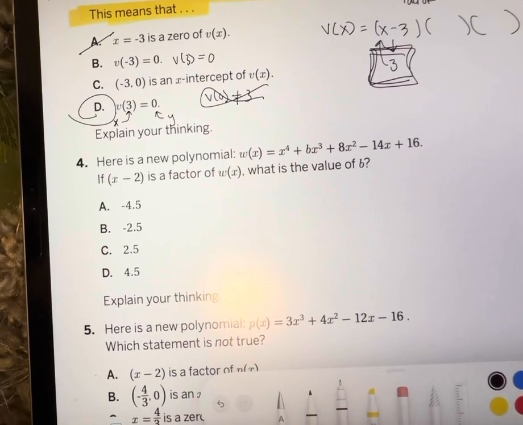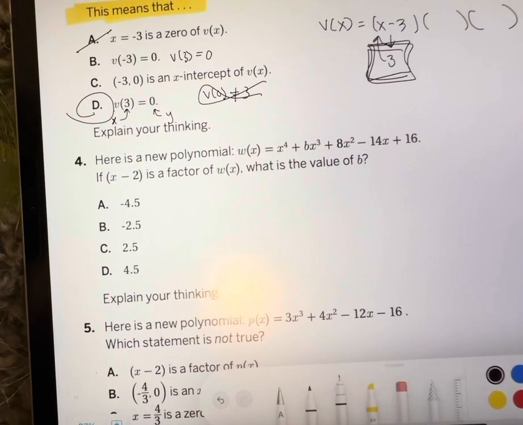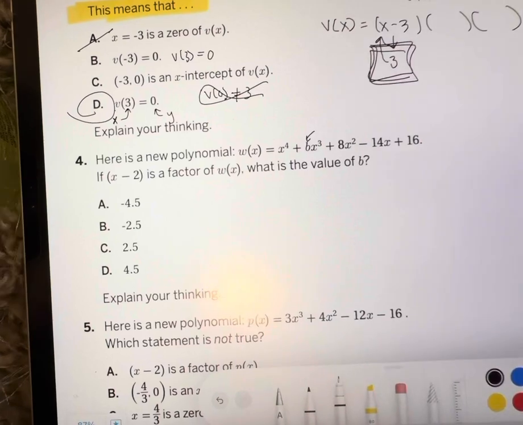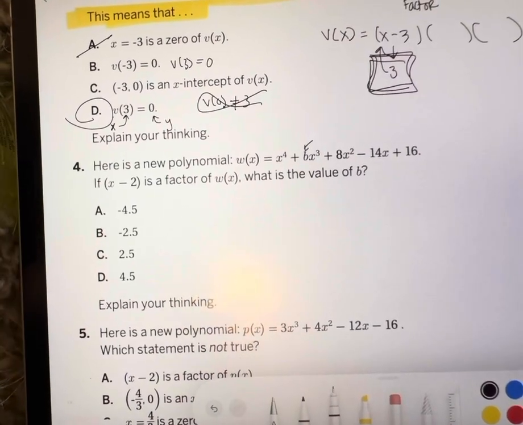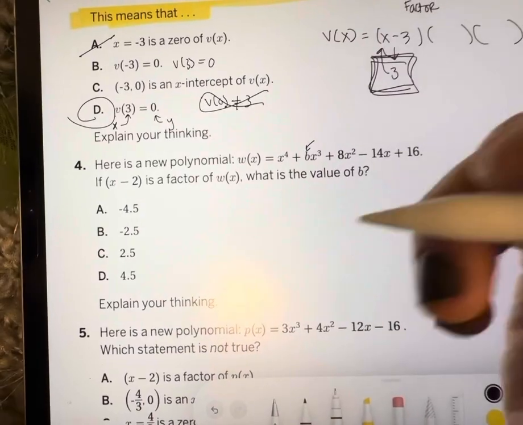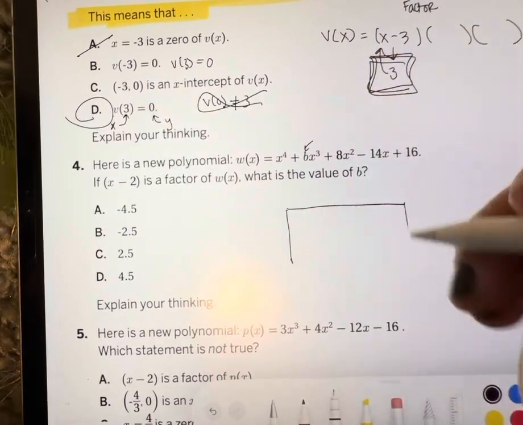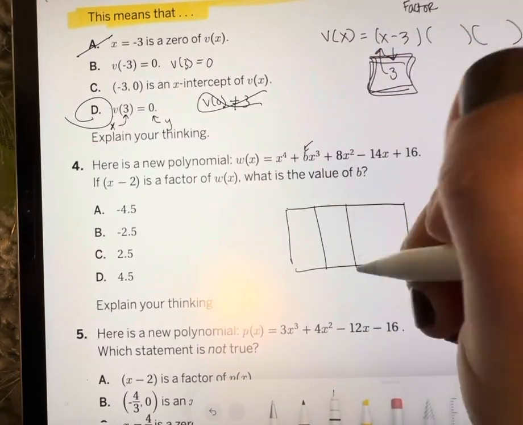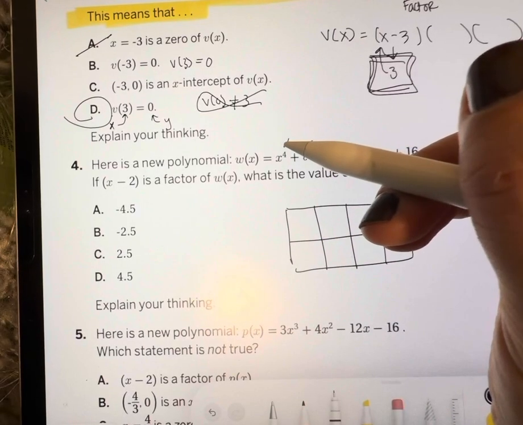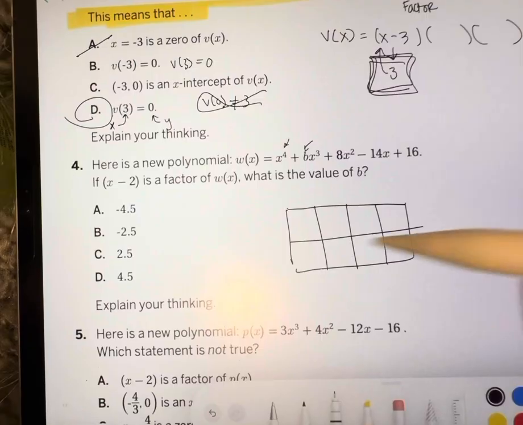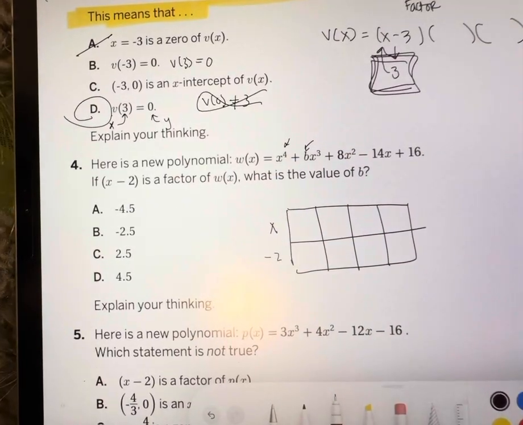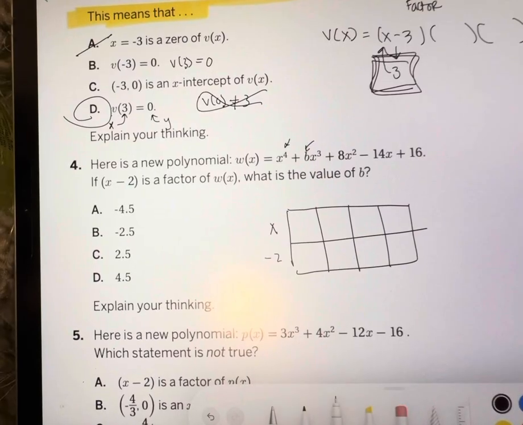Here's a new polynomial, w of x, and that's it. And I noticed they've thrown this b right there, no problem. They're saying that x minus 2 is a factor. So what is b? All right, that means we got to divide. When I see that the biggest exponent is a 4, I make a box that's 4 across, and then I have x and minus 2. And then here we go.